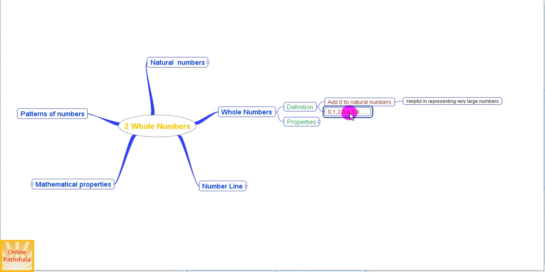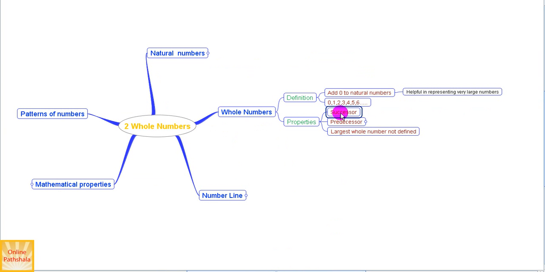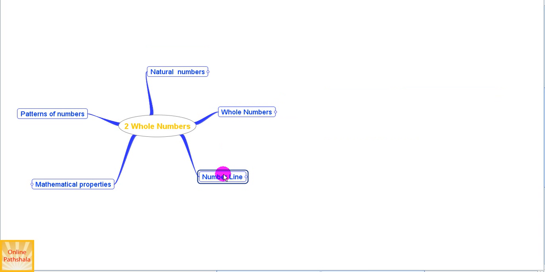If we have a look at the way in which the whole numbers are defined, we start with 0, 1, 2, 3, 4, 5 and so on. Having a look at the basic properties, every whole number will have a successor. Every whole number has a predecessor except 0, because 0 has no predecessor, and the largest whole number is not defined. So that is what we studied about the whole numbers.